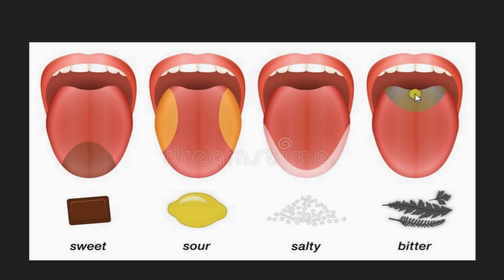So when something is bitter, it must reach this portion, and only then can you taste it. Otherwise, if it is kept over here, you won't feel any taste. You won't feel any taste if it is not kept at the right position, meaning where the taste buds are present. So this is about the different areas where different kinds of taste can be identified.